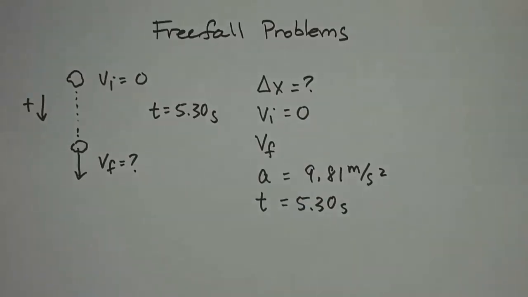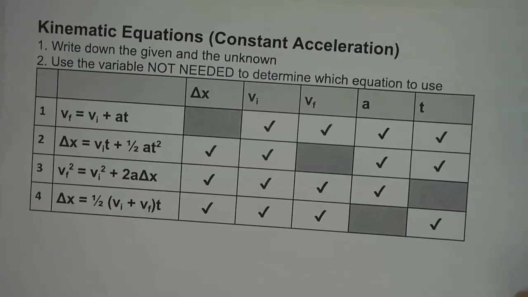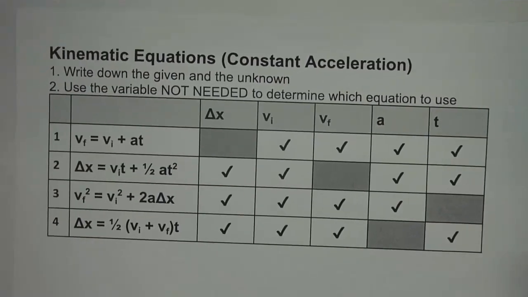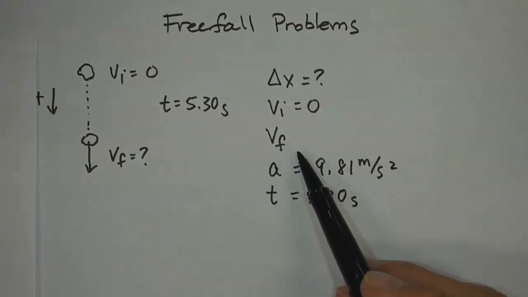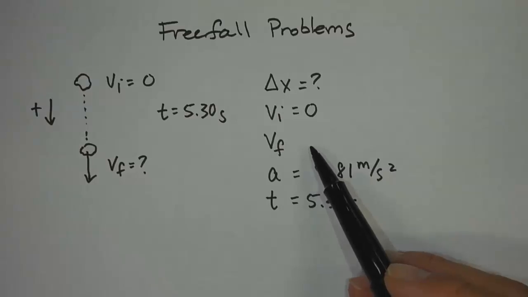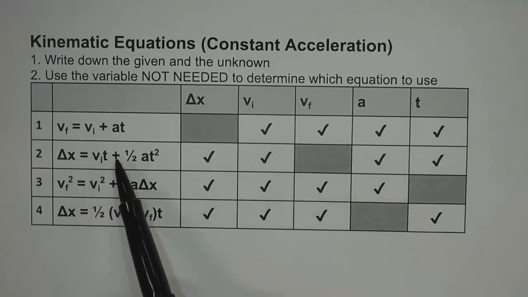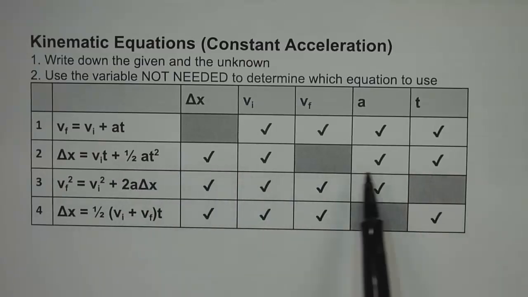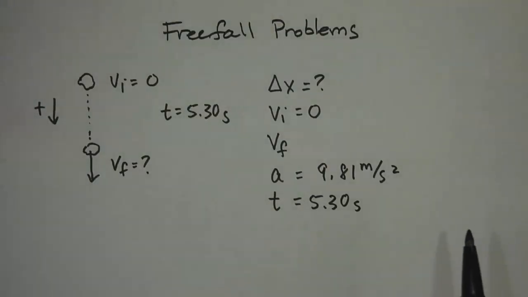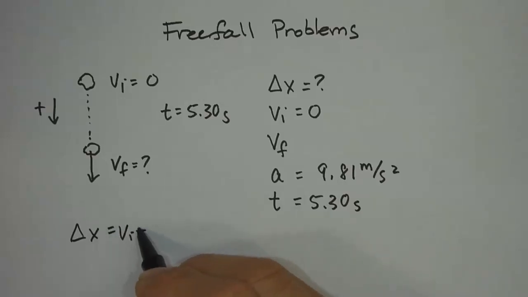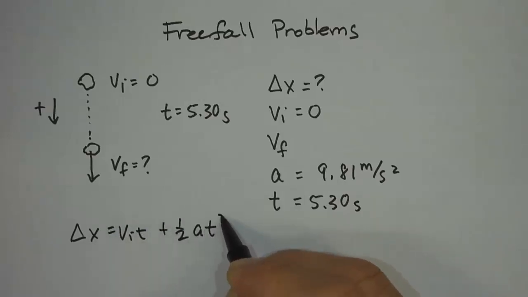So we're going to look at our kinematic equations chart, which looks like this. And we're going to look to see what variable we don't know and we don't need. And the one we don't know and we don't need is the final velocity. So I'm going to go down my chart and I'm going to see this equation right here, the second equation. I'm going to use that equation because it has all the variables that were given or what I'm looking for. So that is delta x equals vi t plus 1 over 2 a t squared.